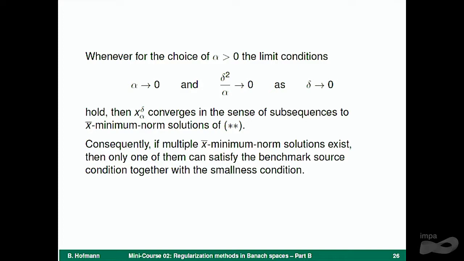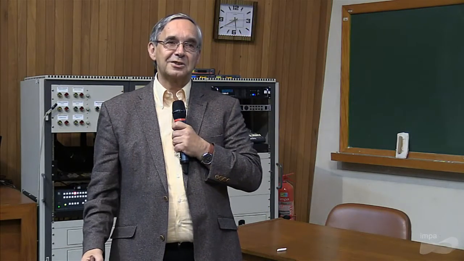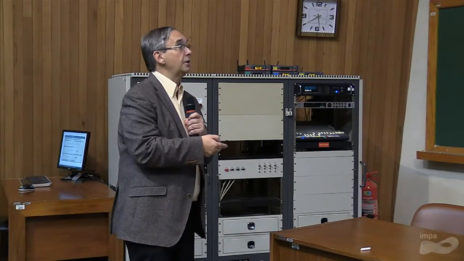So for this simple model we have now, it is right, and under this condition you have convergence in the sense of subsequences and in the weak convergence. And consequently, one interesting point: if multiple x bar minimum norm solutions exist, then only one of them can satisfy the benchmark source condition together with the smallness condition. You cannot have two different such elements which solve this condition. So if from one point two different solutions have the same distance, you can never have such convergence rates, because it's a conflict with this here.